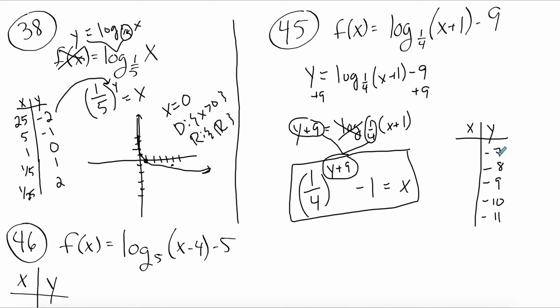So let's see what happens when I plug this in. So negative 7 up there. 1/4 to the negative 7 plus 9, minus 1 equals x. So that would get me a 2 up here. So 1/4 squared is 1/16. 1/16 minus 1 is a negative 15/16.